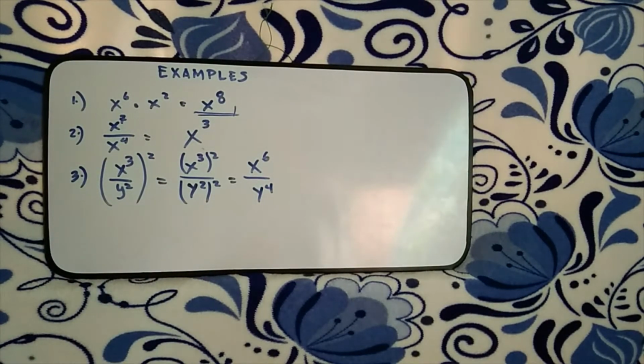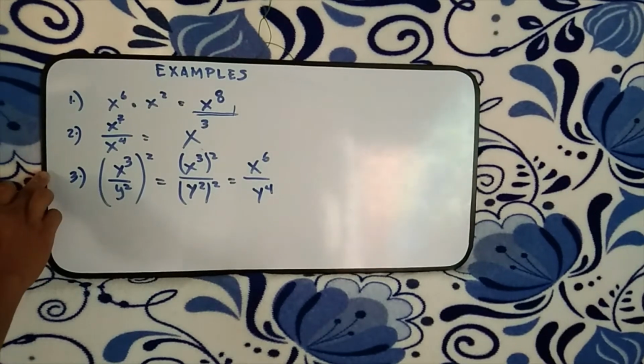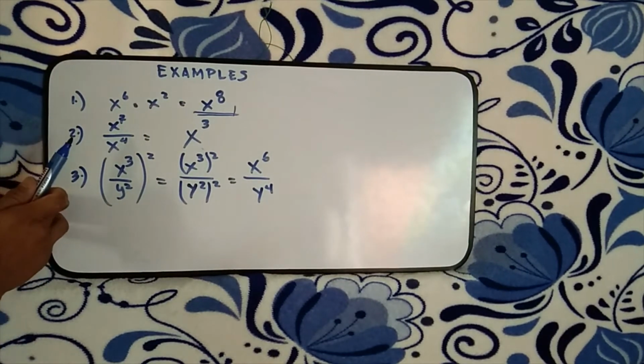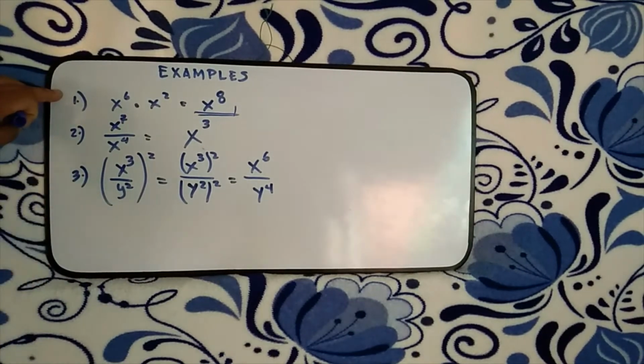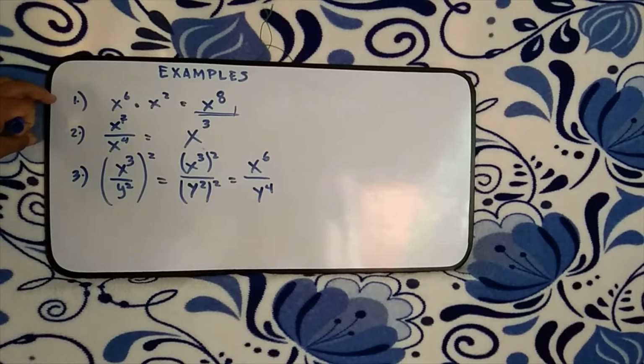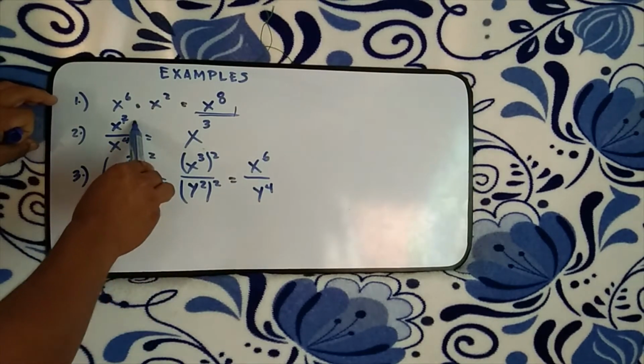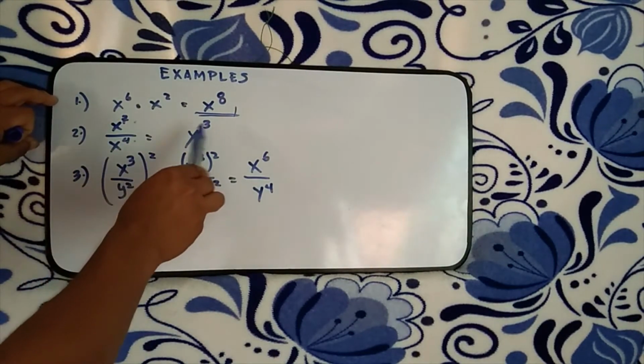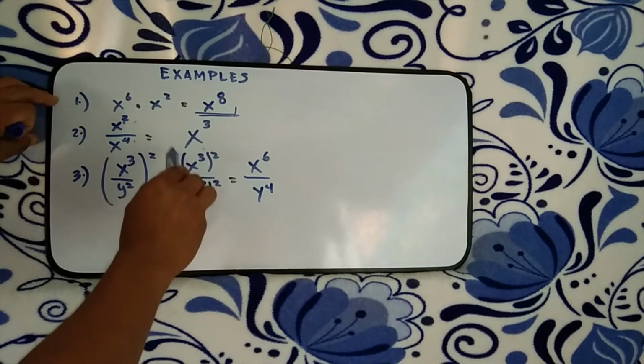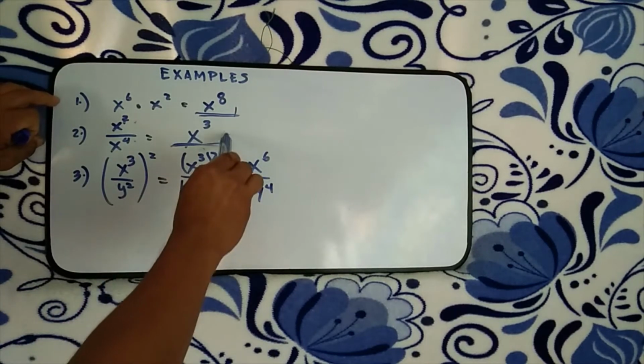Second is x raised to 7 all over x raised to 4. Ang gagawin natin naman dito is isubtract yung exponent. 7 less 4 is 3. Kaya x raised to 3. Yun po yung answer.